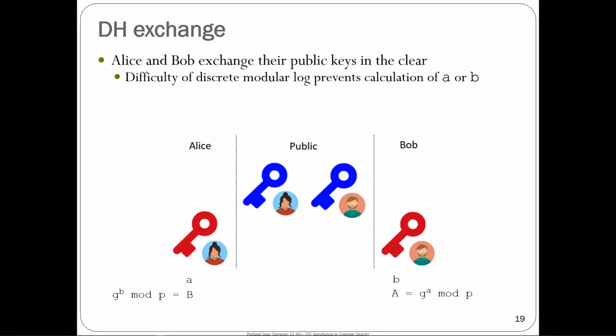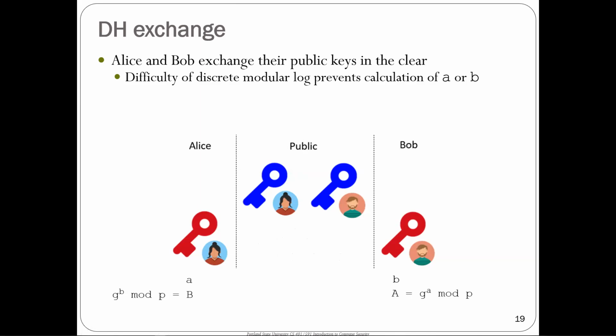Okay. So I should say the difficulty of this discrete log prevents anyone from seeing A or B from calculating little a and little b, right? This is necessary so that you can't go from the public key to the private key easily. So I failed to mention that initially. Okay, so then they have each other's public key.